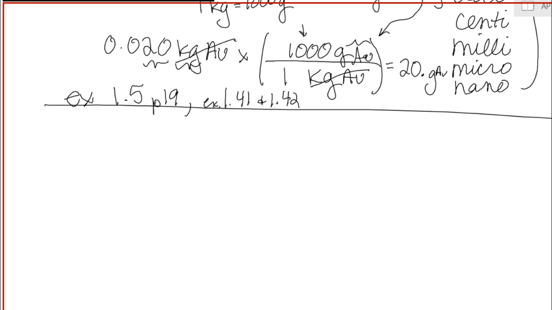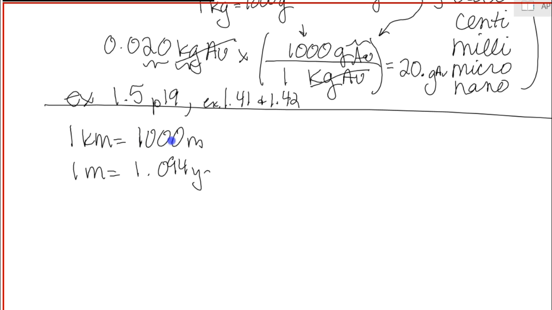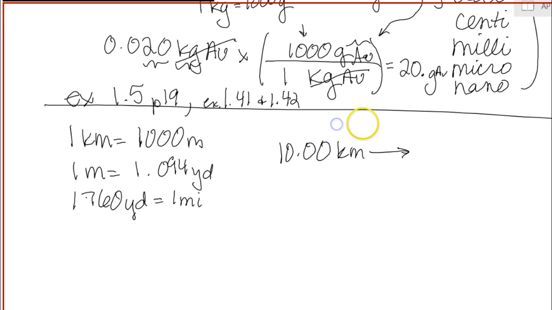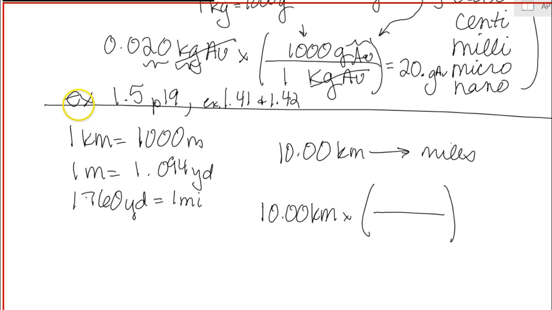However, if you were told in a problem that 1 kilometer equals 1,000 meters, which you should know because kilo means 1,000, 1 meter is 1.094 yards, and that 1,760 yards equals 1 mile, and then asked to convert 10.00 kilometers to miles, you would use these three conversion factors, starting with your 10.00 kilometers, multiplying times your first conversion factor, which is going to get us from kilometers to meters. 1 kilometer is 1,000 meters.